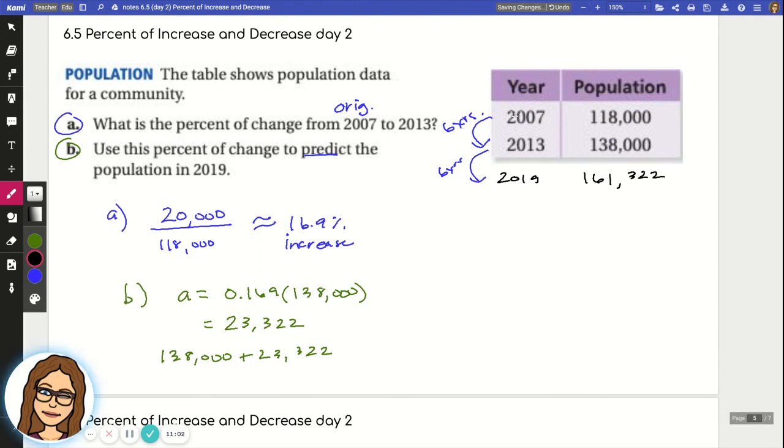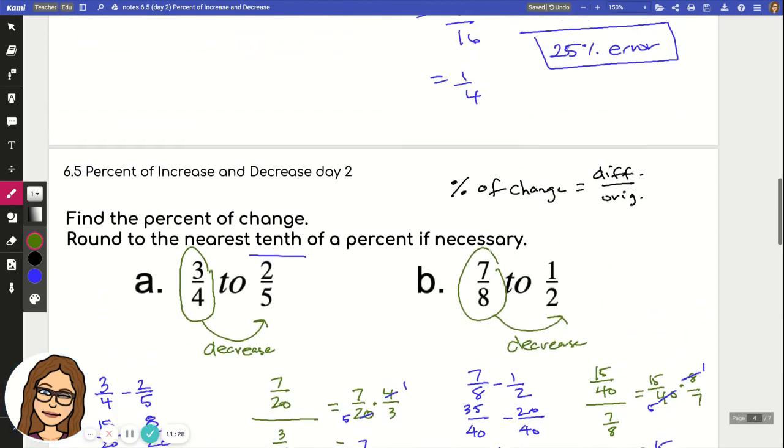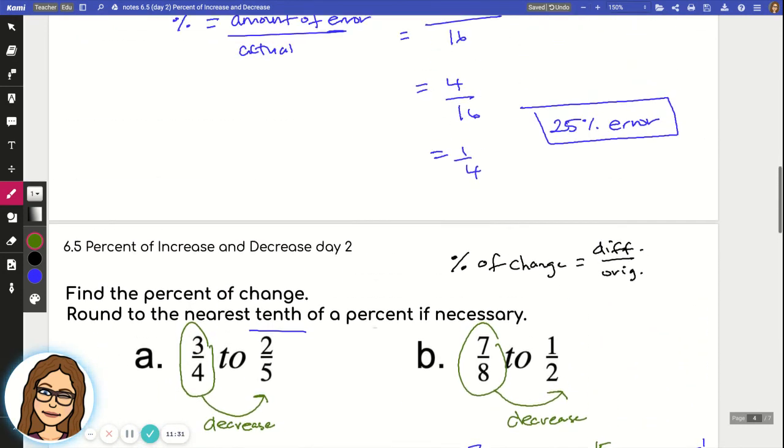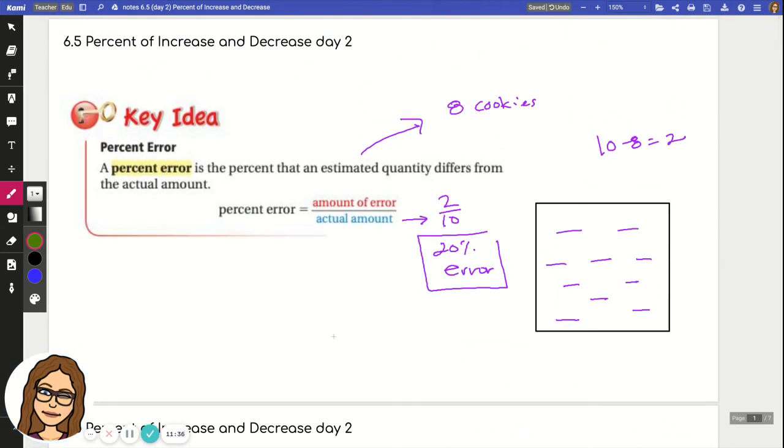So we know that the percent of change from 2007 to 2013 was 16.9%, and that happened over the course of 6 years. All we did was increase 2013's population by another 16.9% to give us that answer right there for part B. So, utilizing percent of change to make predictions, a little bit more complicated numbers to work with, and then this idea of percent of error. Hope that helped.